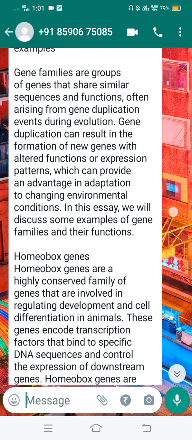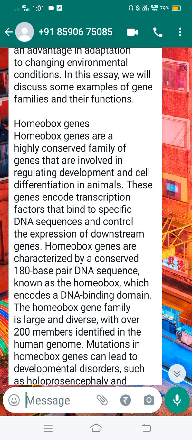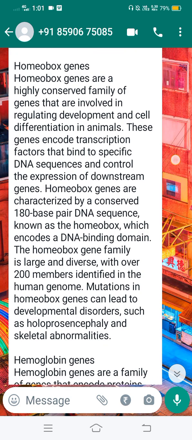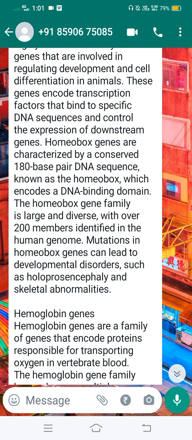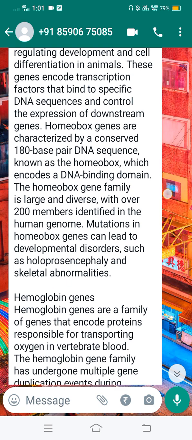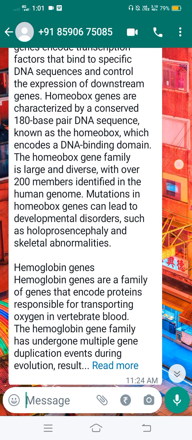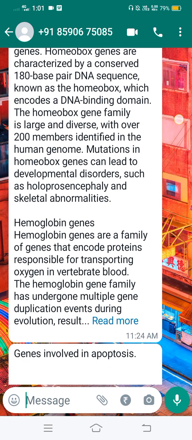In this essay, we will discuss some examples of gene families and their functions. Homeobox genes. Homeobox genes are a highly conserved family of genes that are involved in regulating developmental and cell differentiation in animals. These genes include transcription factors that bind to specific DNA sequences and control the expression of downstream genes. Homeobox genes are characterized by a conserved 180 base pair DNA sequence known as the homeobox, which encodes a DNA binding domain. The homeobox gene family is large and diverse, with over 200 members identified in the human genome.